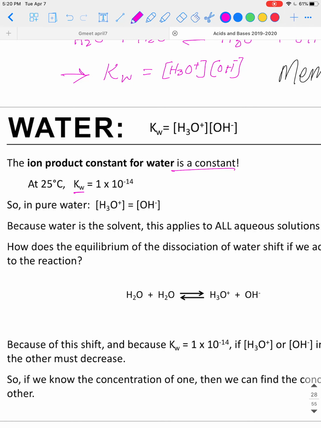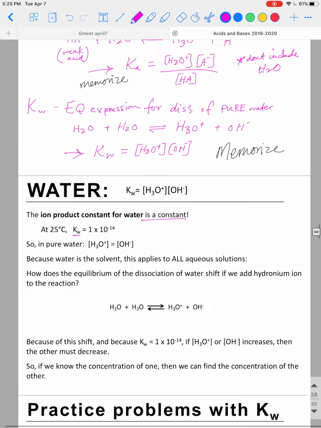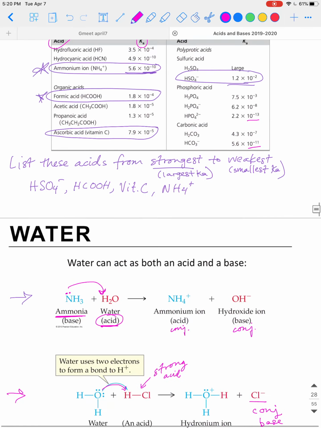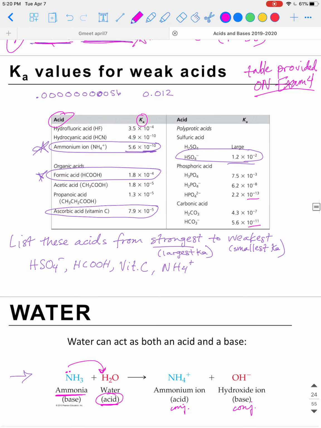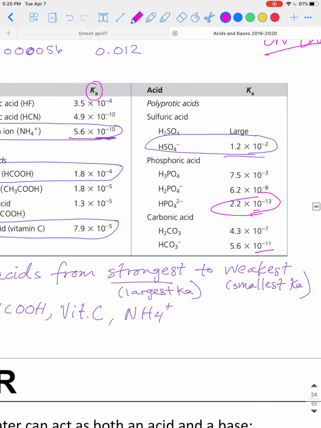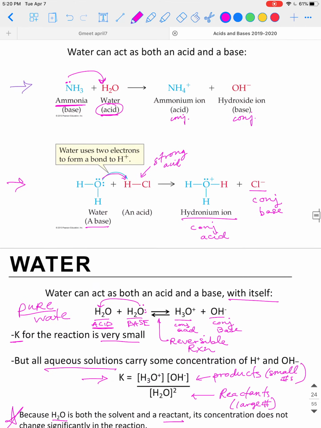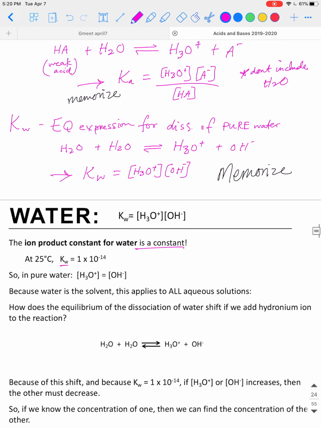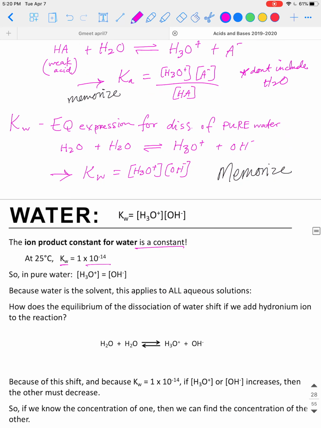Kw, and I warned you, it's really small. It's 1 times 10 to the minus 14. That is the smallest value for K we've ever seen, because even if we go back up to this table where we had all these different K values for weak acids, none of them are times 10 to the minus 14. The one that comes closest is times 10 to the minus 13. That's the smallest one we have, but Kw is even smaller than that. Kw is times 10 to the minus 14.